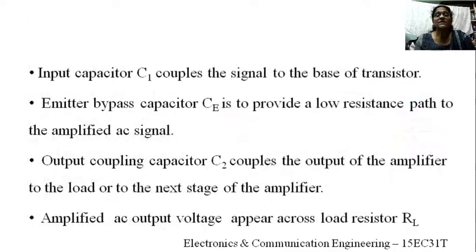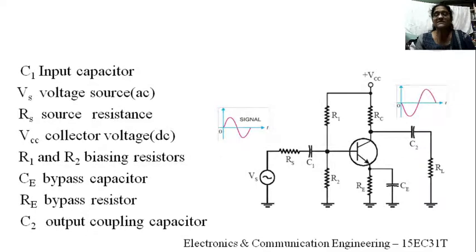Next, the input capacitor C1 couples the signal to the base of the transistor. C1 couples the input AC signal to the base of the transistor, right? The property of a capacitor is that it allows AC and blocks DC. So whatever DC component is present in the AC signal, it will block. Only the AC signal is applied to the base of the transistor for amplification.